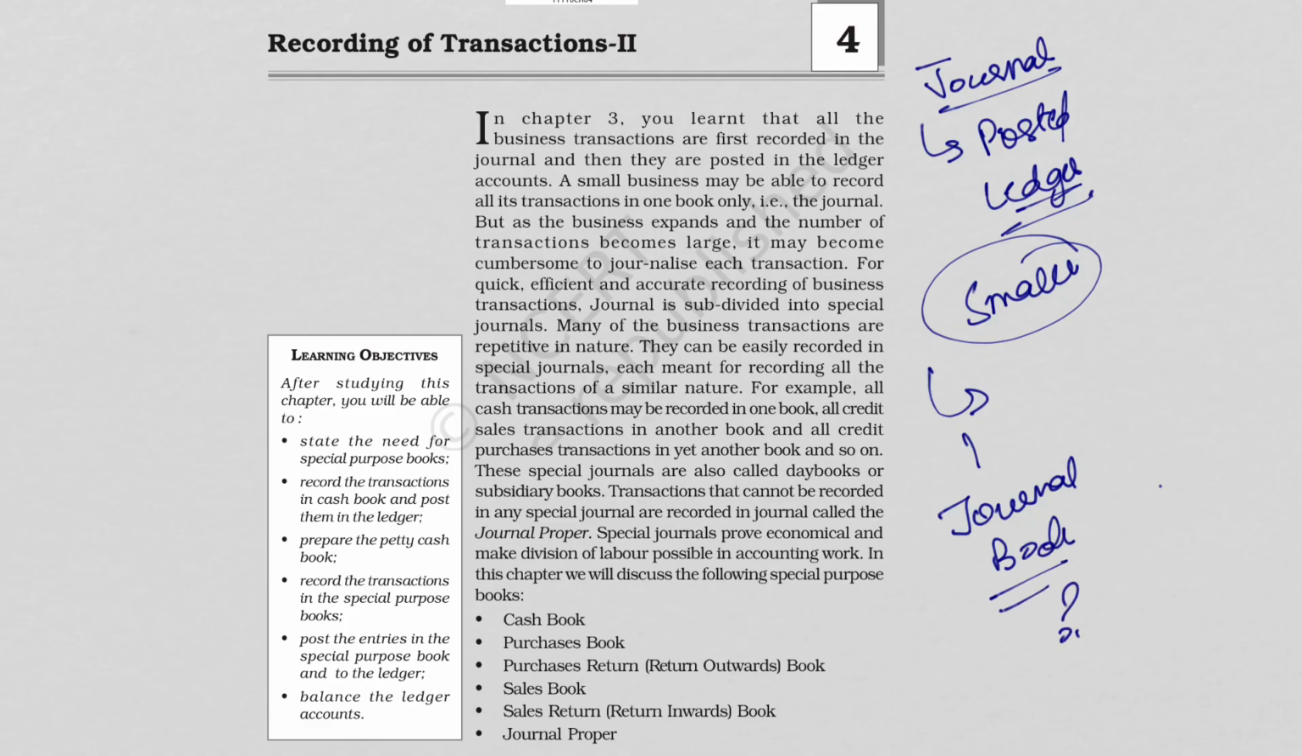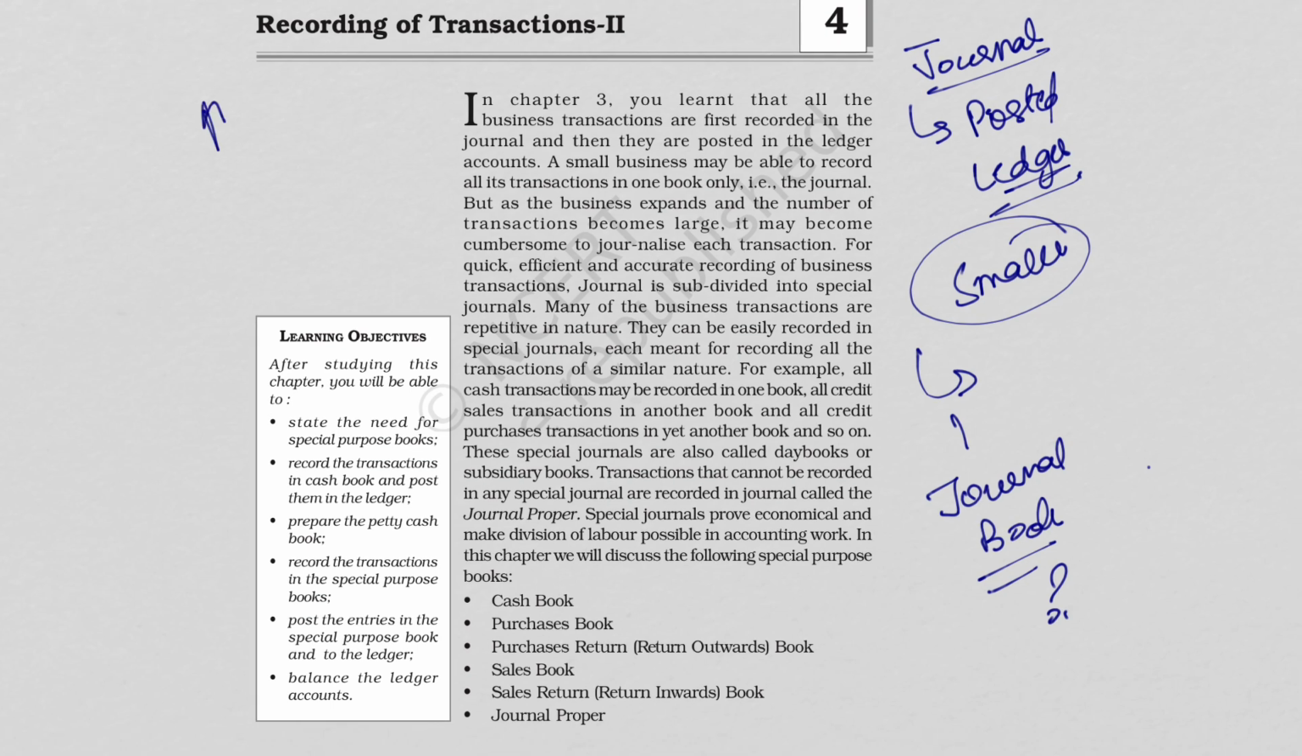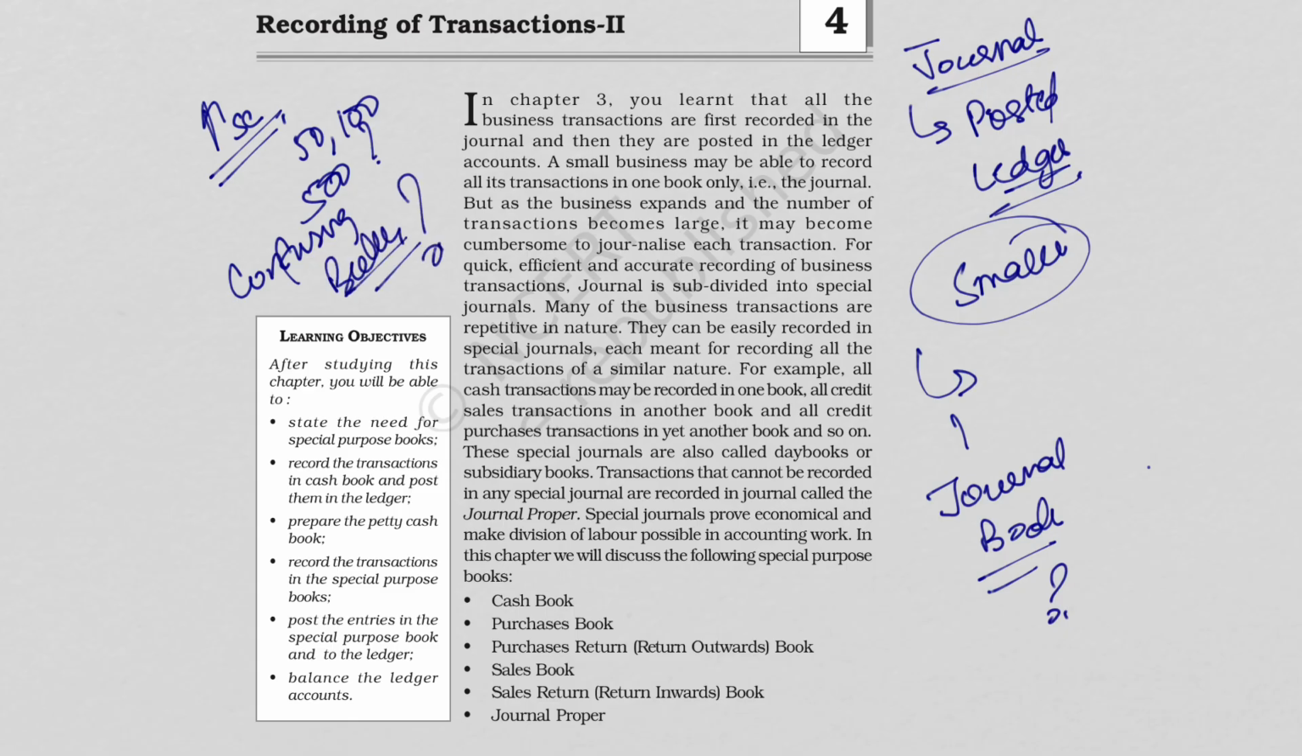When the business expands, the number of transactions increases. Every day there may be 50, 100, or even 500 transactions. So if we try to record everything in one single journal book, it becomes very difficult. It becomes time consuming, confusing, as well as bulky. So what is the solution for this?